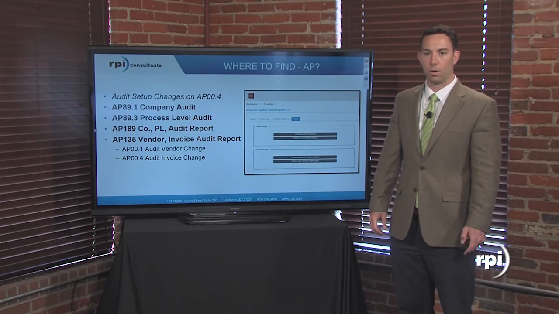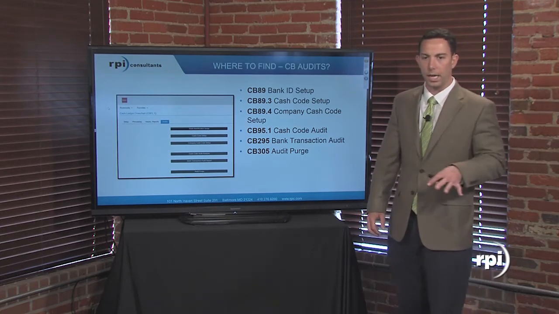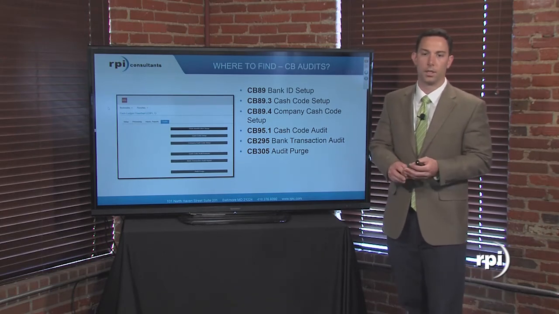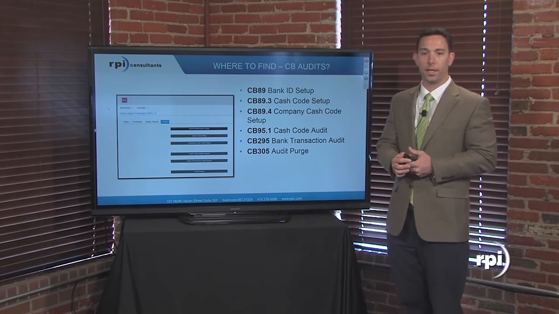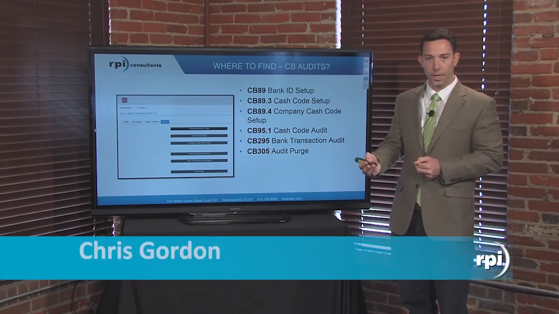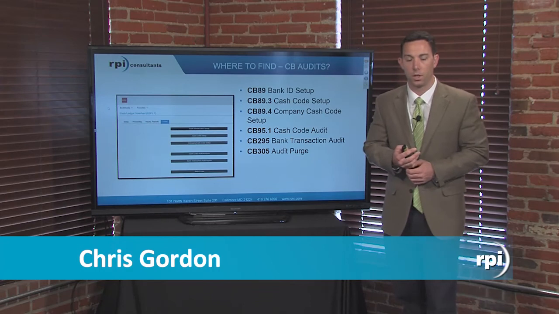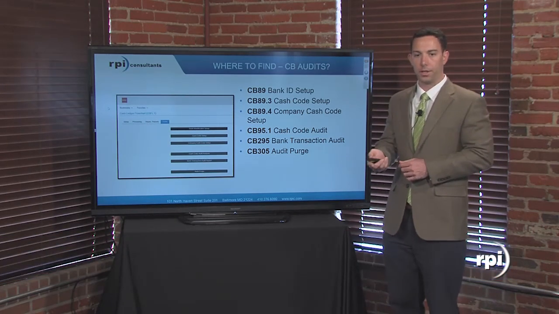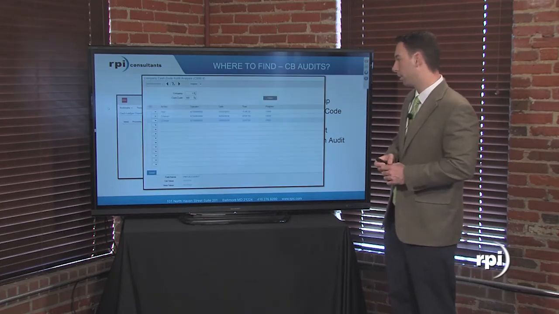All right, so CB. CB is one of those modules that just start auditing. So it's the only one out there that does that. You don't need to flip a flag on the GL or within the CB. It's just going to start going. And what you can audit is your bank ID setup, any setup changes to your cash code or your company cash code. So if someone switched up a bank account on that company cash code relationship, you'll be able to see that. Your cash code audit too. And let's take a look at what one of these screens look like.